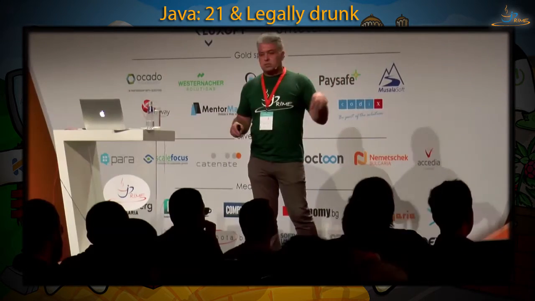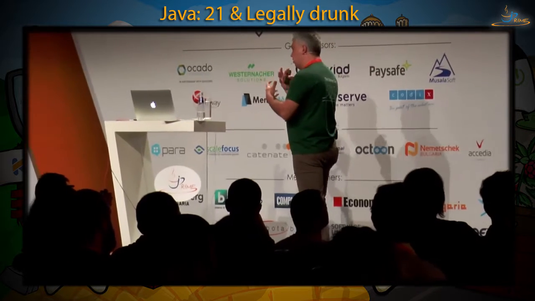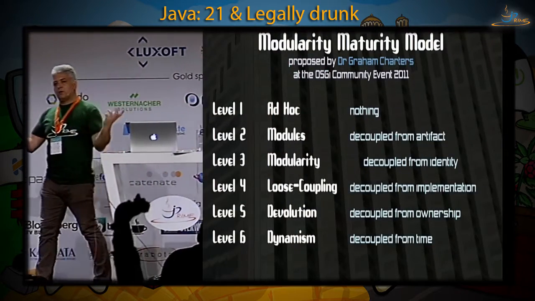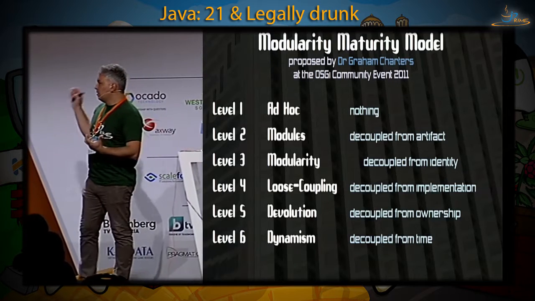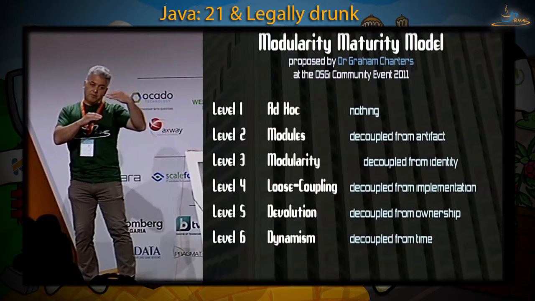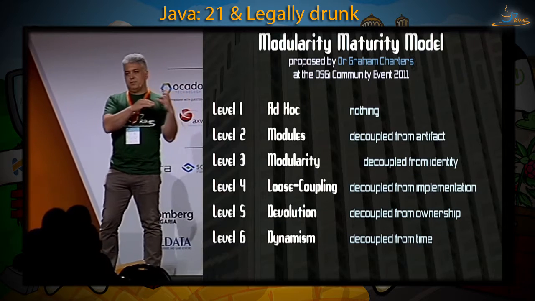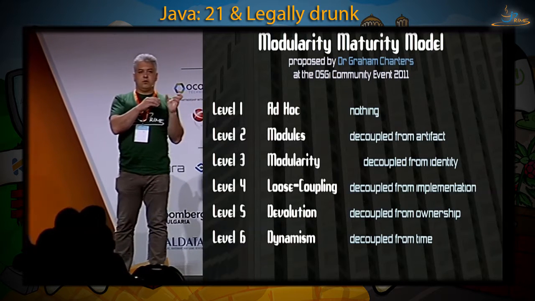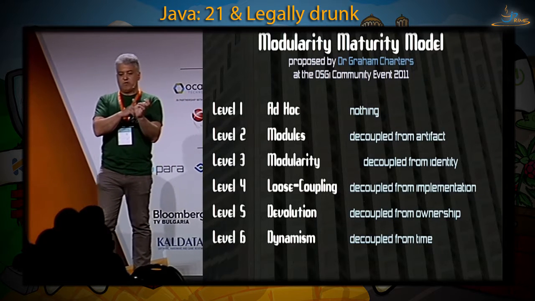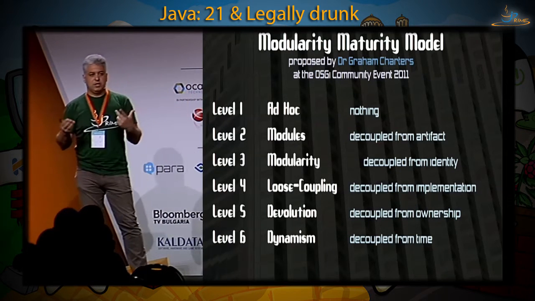Then you have modules, which essentially means you decouple your functionality from the artifact. The artifact, how you assemble your application, becomes irrelevant. On level 3, you're already decoupled from the identity. So when you decouple from the artifact, the only way you refer to your code is by identity. If you think about Maven, for example, you don't rely on a jar file anymore. You don't really care what the name of the jar file is, but you care about the identity of that jar file, which is a group ID and a project ID or something.